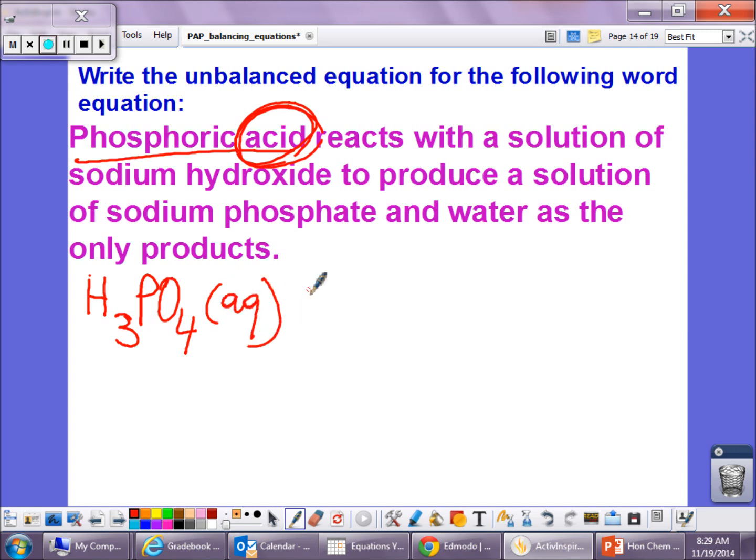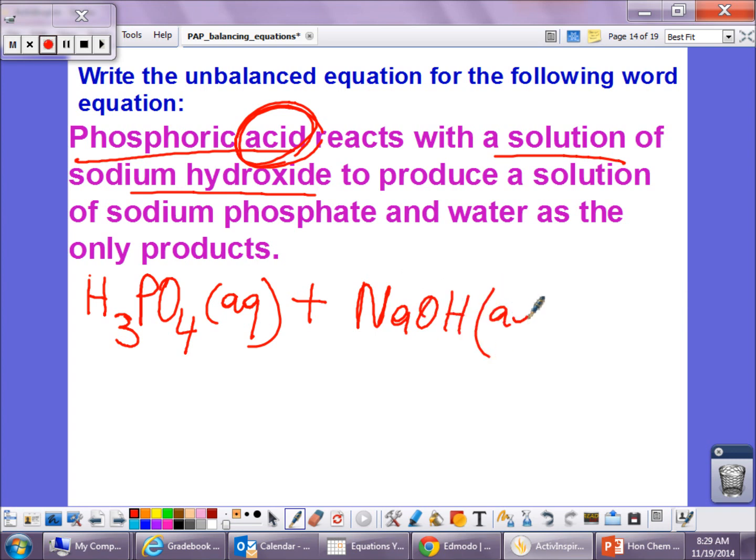React with is another term for added to, plus a solution. Very important. Solution of sodium hydroxide. Sodium, I know, Na. Hydroxide, polyatomic ion, OH. This is a solution. I put lowercase aq. To produce, react to produce, I put my yield sign.